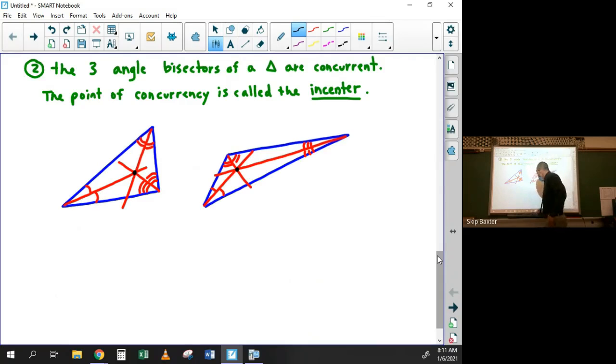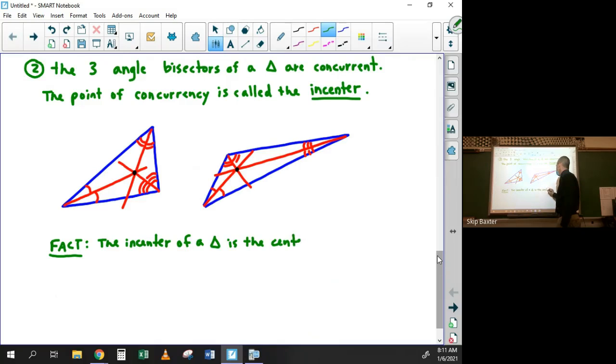So the in-center also has a really important property that's interesting. The in-center of a triangle is the center of the inscribed circle.